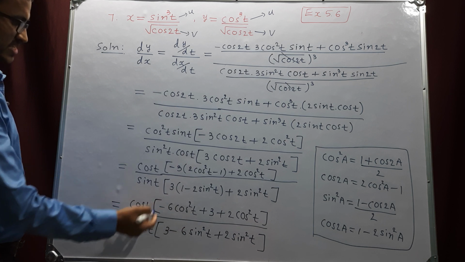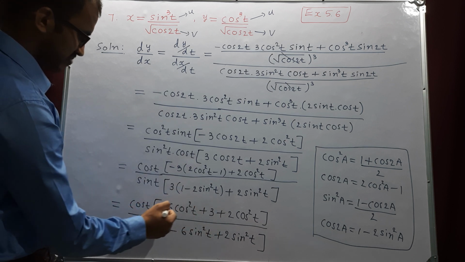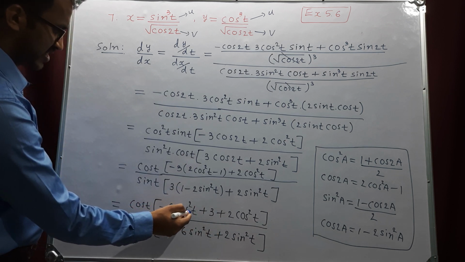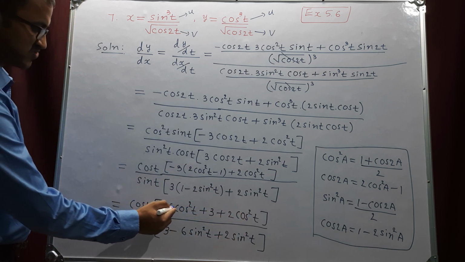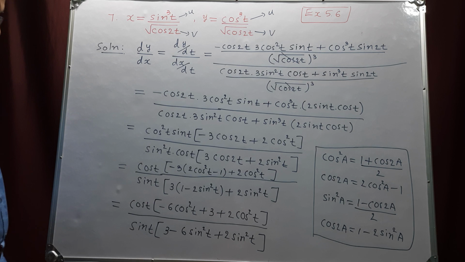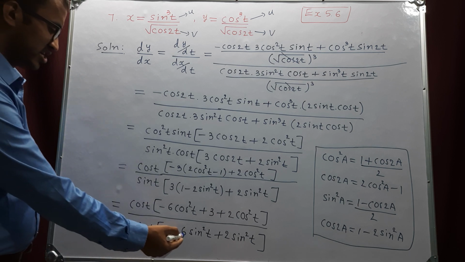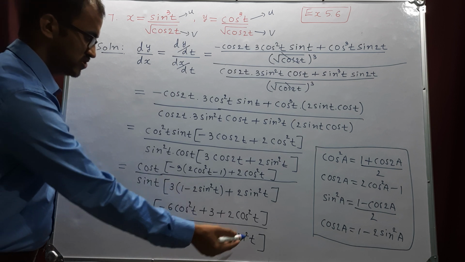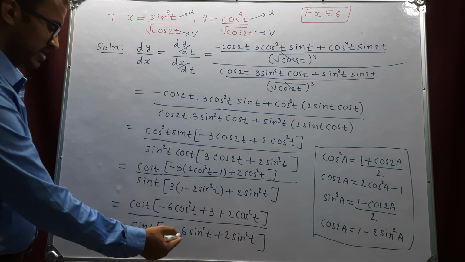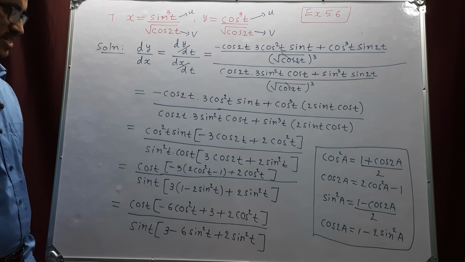So again we can simplify here. So minus 6 cos square t plus 2 cos square t becomes minus 4 cos square t. Similarly, in the denominator, minus 6 sin square t plus 2 sin square t becomes minus 4 sin square t.